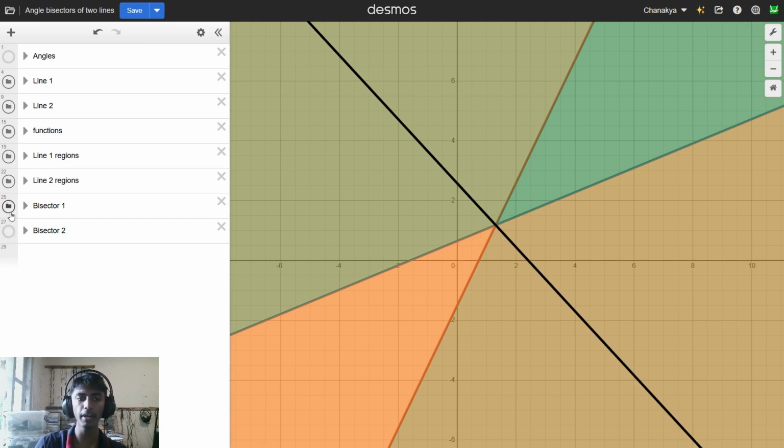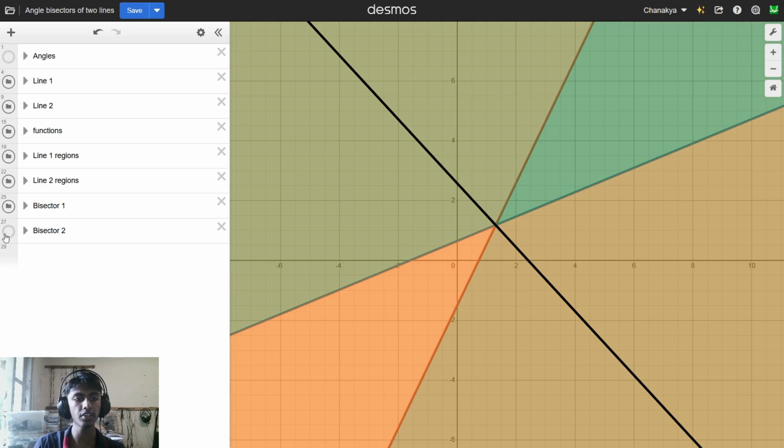Considering instead the other bisector, this bisector goes through the other two regions where we have a mix of orange and green. The meaning of this is that this line passes through the regions where one of the lines has a positive value and the other has a negative value. Here, one of them has a positive value and the other is negative. Same here, one of them is positive, the other is negative.